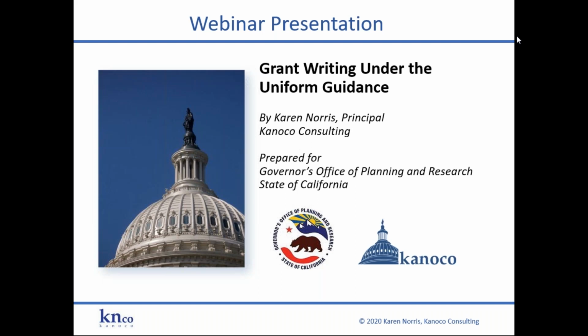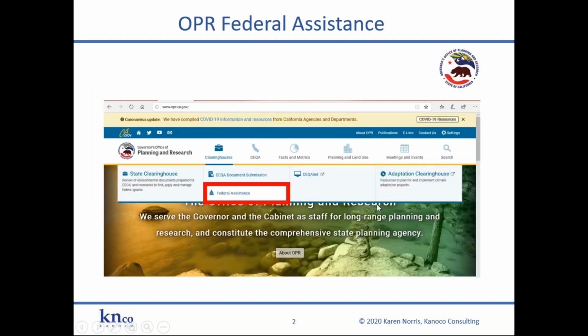So before we get to our presentation today, I'd like to say a few brief words about OPR. We are the state's comprehensive planning agency, and one of our responsibilities is being the state's single point of contact for federal grants. You can access all the federal grant resources on our website by hovering on the Clearinghouses heading on the OPR homepage and selecting Federal Assistance.